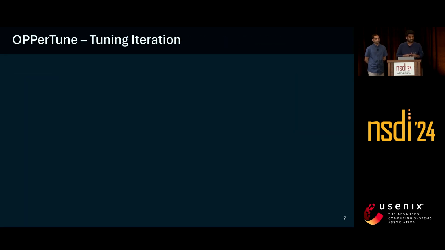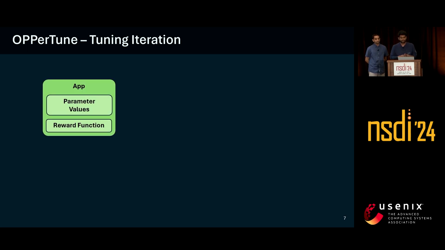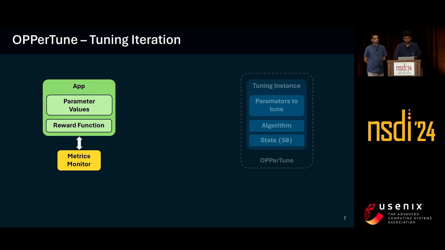Now let's look at the process in more detail. Let's consider a single application whose parameters we want to tune. Let's say there's a metrics monitor that is tracking the application. Metrics such as throughput, latency, etc., which is likely true for any production grade application. To help improve the application's configuration, let's say there's an instance of a tuning solution on the OPPerTune server which caters specifically to this particular application. We call this a tuning instance.